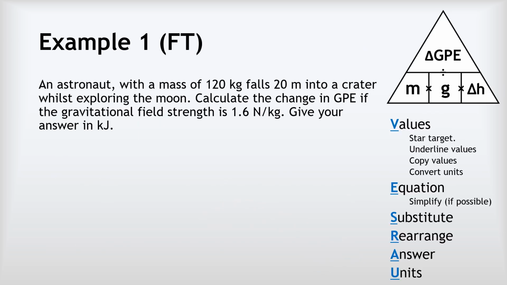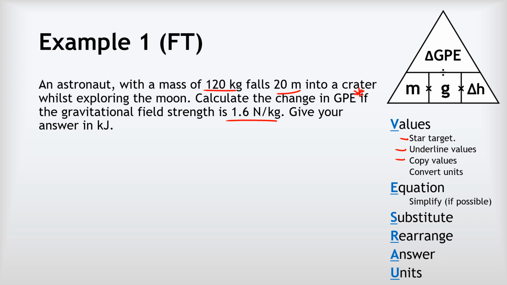So let's look at example calculation number 1, very much a foundation tier question. An astronaut with a mass of 120 kilograms falls 20 meters into a crater whilst exploring the moon. Calculate the change in GPE if the gravitational field strength is 1.6 newtons per kilogram. Give your answer in kilojoules. So let's star our target. We're trying to find the change in GPE. Underline the values, done that already.